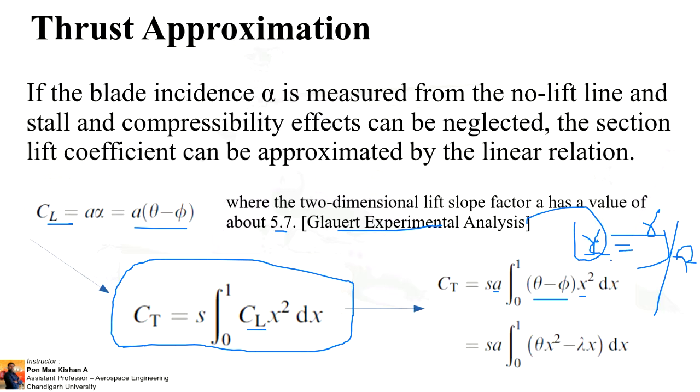Inflow. So when we multiply the x square inside, we get theta x square minus lambda x into dx, integral 0 to 1. I hope you remember why the 1 came. Instead of r they have kept 1 because we replace this small r by capital R. When r and R cancel, it gives 1. So 0 to 1 indicates root to tip of the blade.